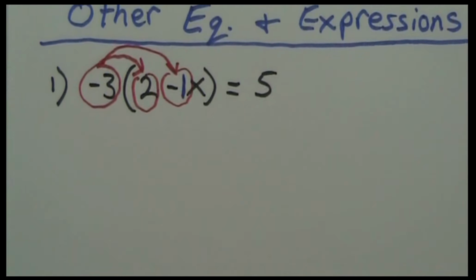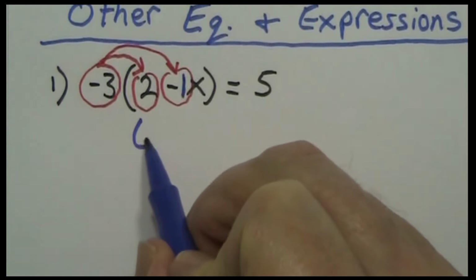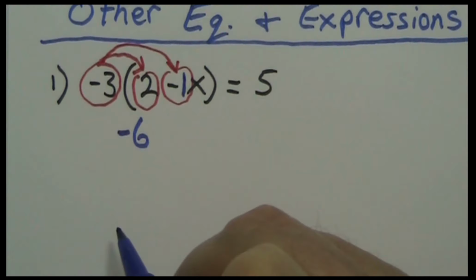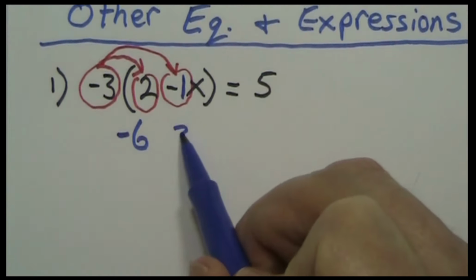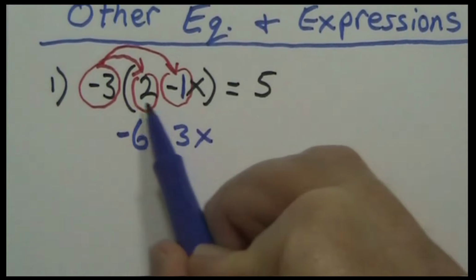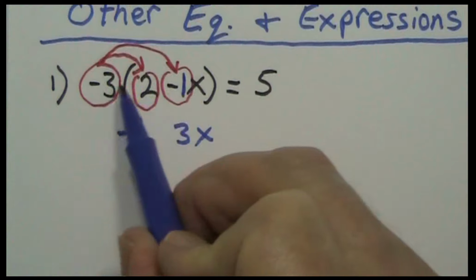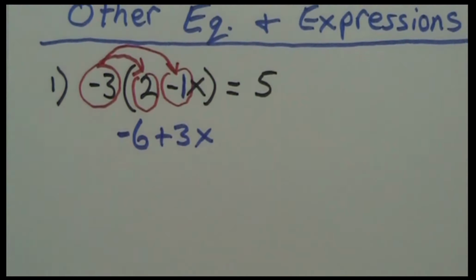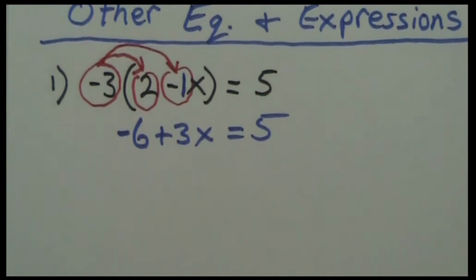So I have 3 times 2 is 6, and there's one negative, so it's -6. Then I have 3 times 1 is 3, so it's 3x, and there are 2 negatives. When multiplying, 2 negatives cancel, so it is plus. And then I have equals 5.